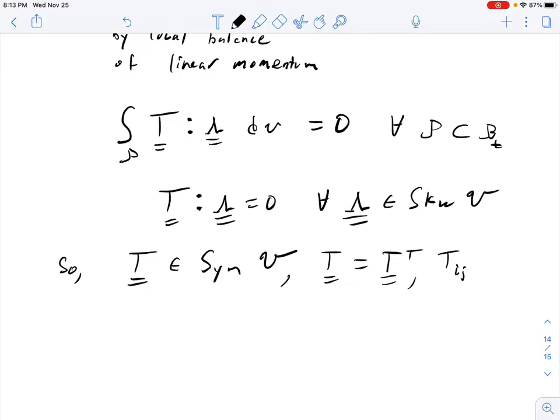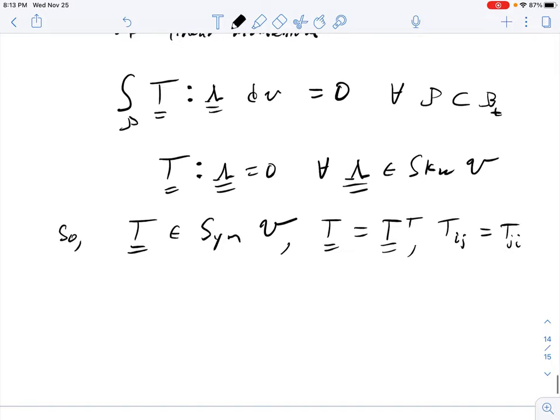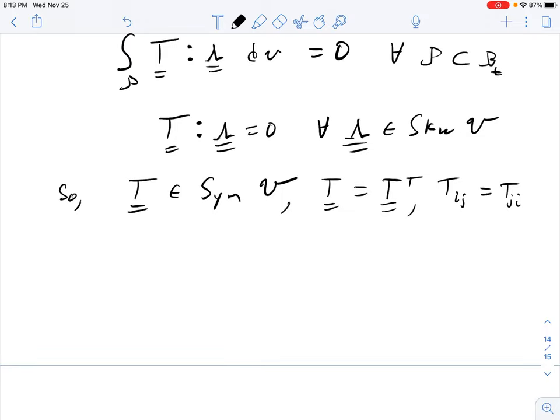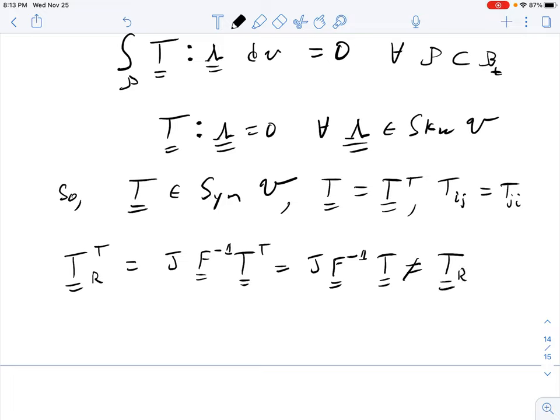In components, Tij is equal to Tji. Now, the first Piola-Kirchhoff stress is not symmetric, and its transpose is equal to J F inverse T transpose, which is equal to J F inverse T, which is not equal to the first Piola-Kirchhoff stress. All right, that's all I got for Cauchy's theorem and proving that Cauchy's stress is symmetric. So we'll catch you pretty soon. Hope you have a good Thanksgiving. Have a good one.